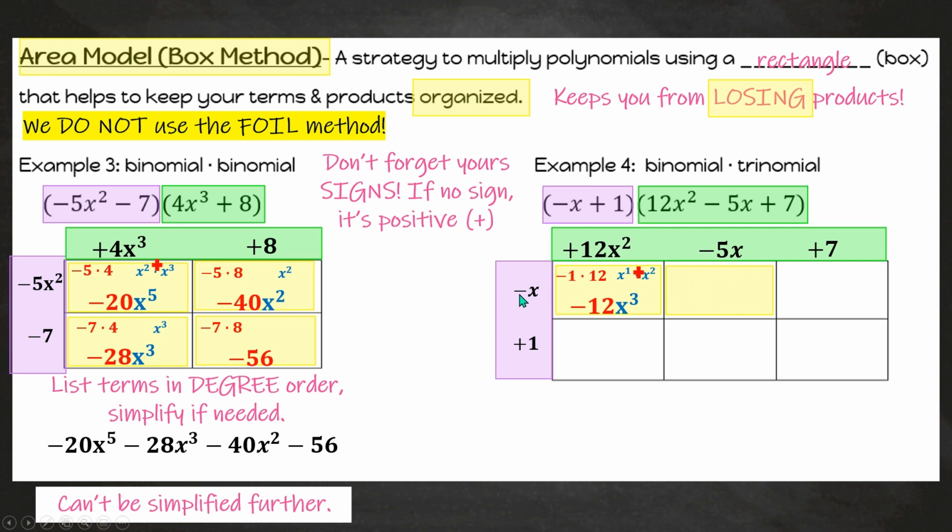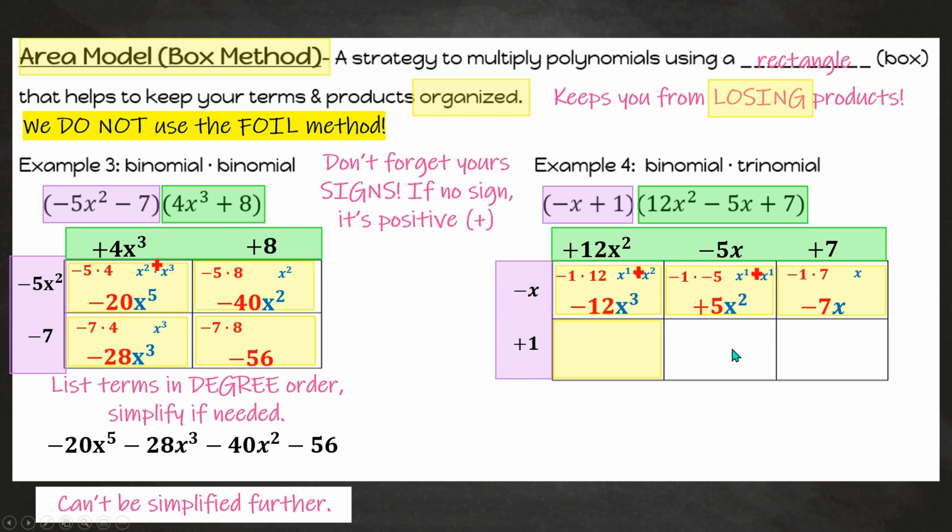Now I have -x, or -1, times -5x. So -1 times -5, and x to the power of 1 times x to the power of 1. I add those two together, and I get a positive 5x squared. Finally, I have -1 times positive 7, and I do still have the x, so I can't forget that. And I end up getting -7x, because -1 times a positive 7 is going to give me a -7.